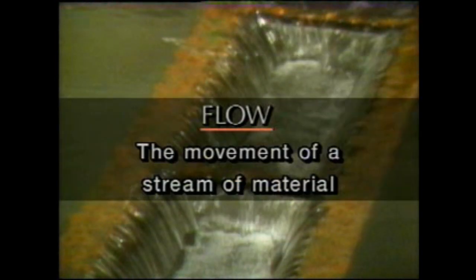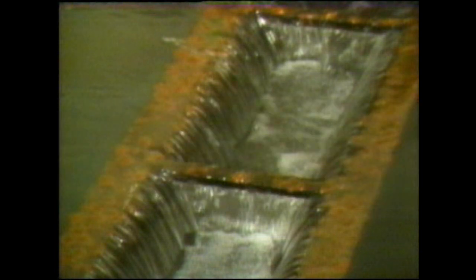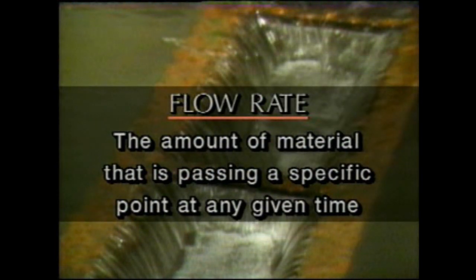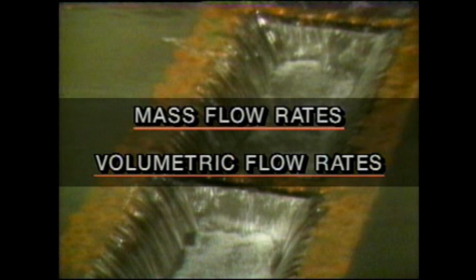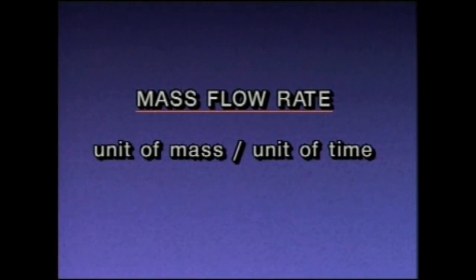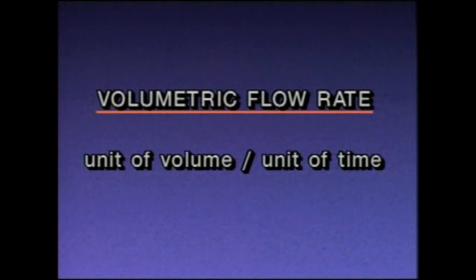A common rate used in operations is a flow rate. Flow is the movement of a stream of material. Flow rate is the amount of material that is passing a specific point at any given time. There are two basic types of flow rates: mass flow rates and volumetric flow rates. Mass flow rate is measured as a unit of mass, such as pounds, per a unit of time, such as hours. For a volumetric flow rate, the amount of material is measured as a unit of volume per a unit of time, such as cubic feet per second or gallons per minute.